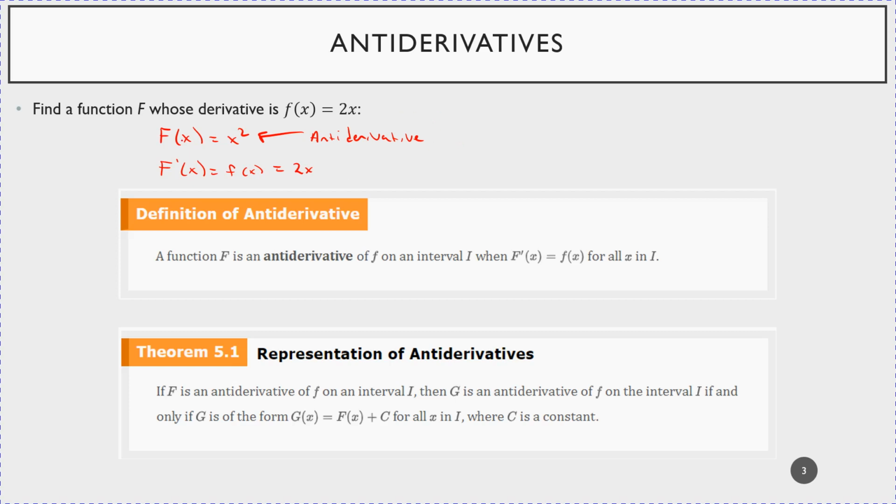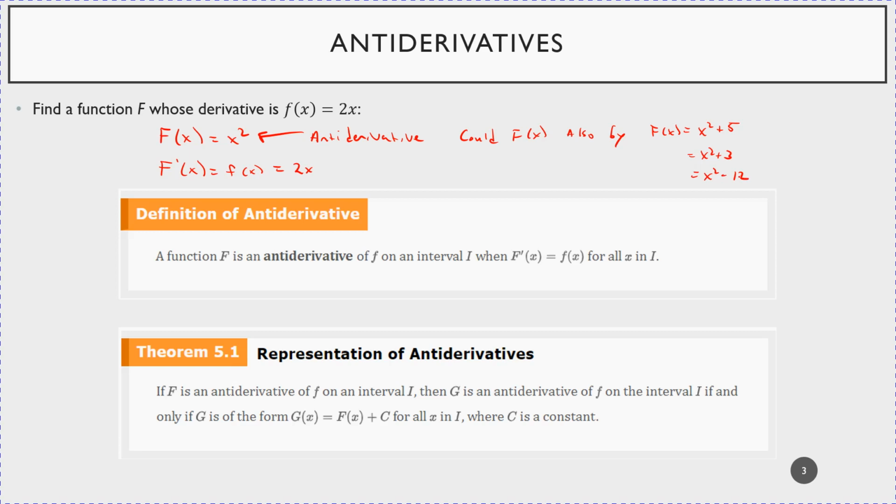But what's interesting is, could capital F of x also be x squared plus 5? Could it have been x squared plus 3? Could it have been x squared minus 12? You can see here that you can tack on any constant.